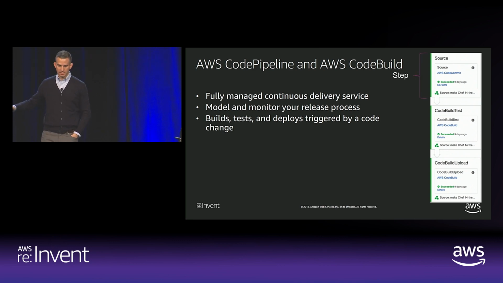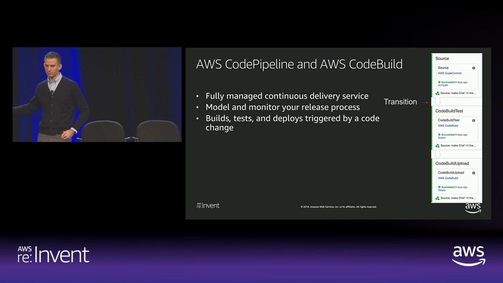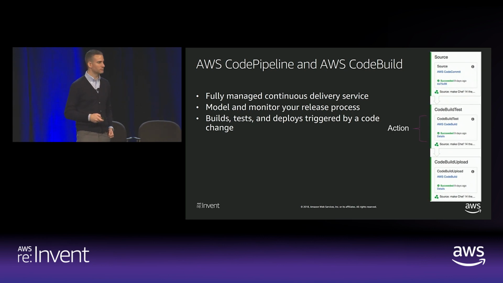So let's say in this example here, we want to deploy an application. The first thing we have is this step here, which is the source step. This monitors my Git repository, and every time somebody checks into that Git repository, a transition will happen into the next step. In this case, a build test step with CodeBuild.